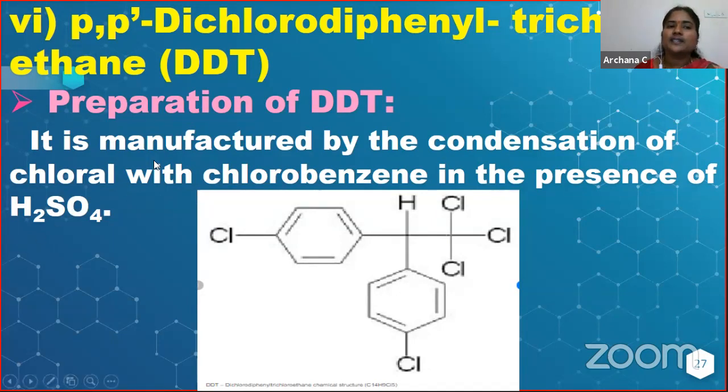So see here, this DDT is manufactured by the condensation of chloral with chlorobenzene. So here, how is it going to be prepared? By condensation of chloral with chlorobenzene in the presence of water and sulfuric acid. Then DDT is going to be prepared in the industries.